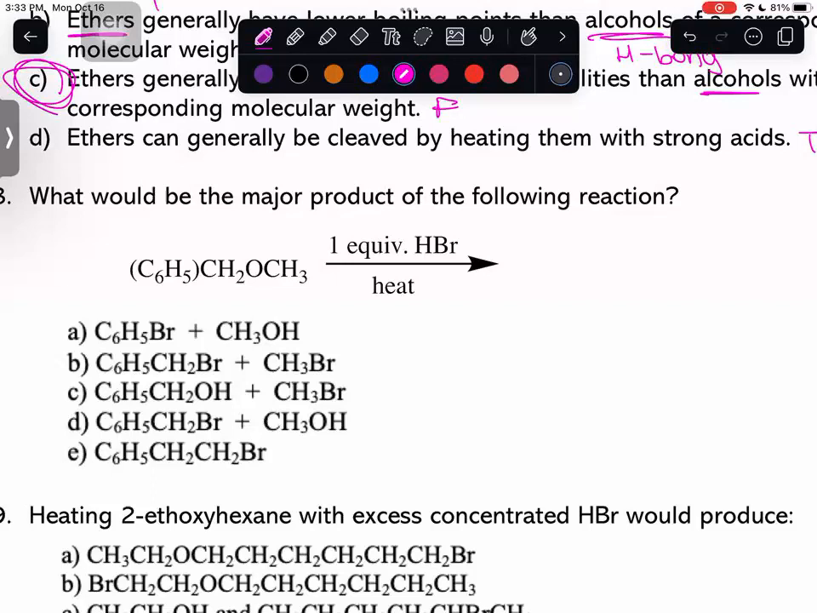Yes. But in this case, we're not given access. We're only given one equivalent of the acid.